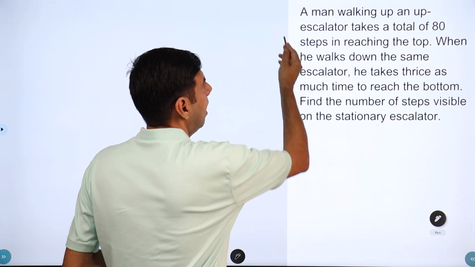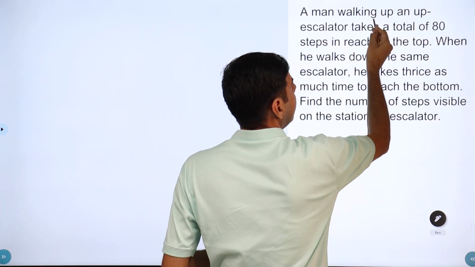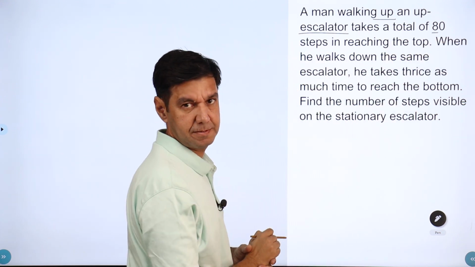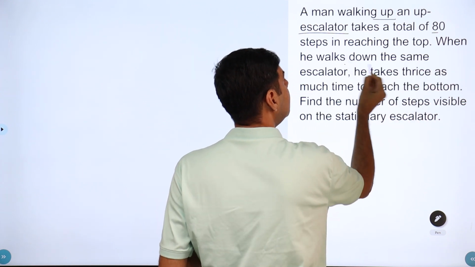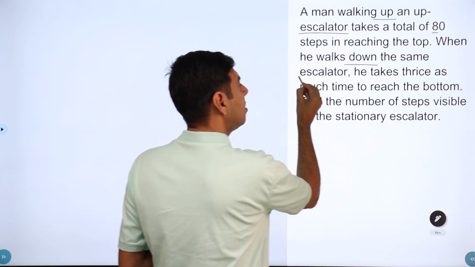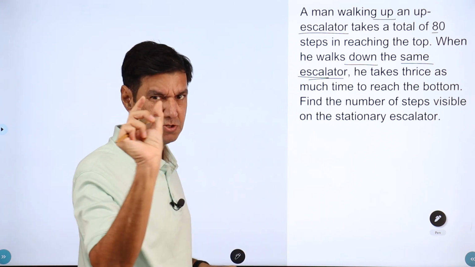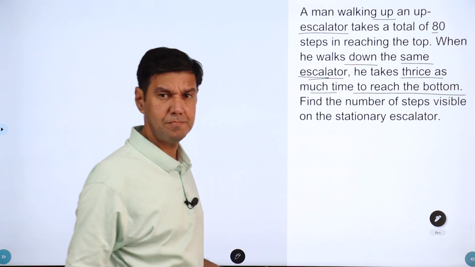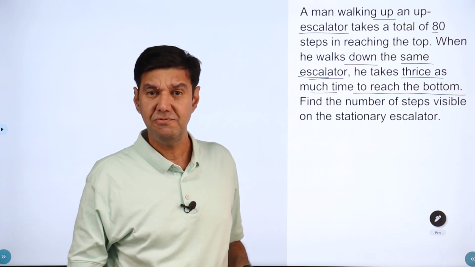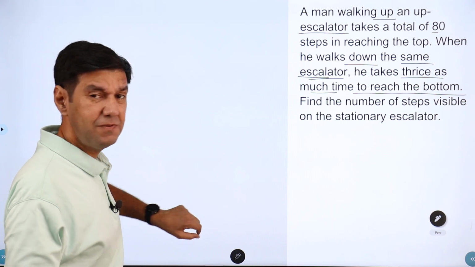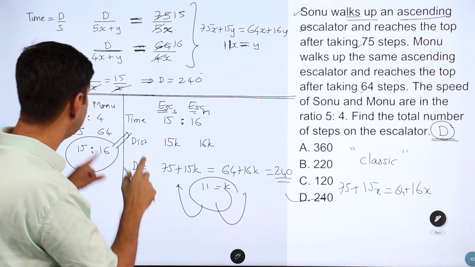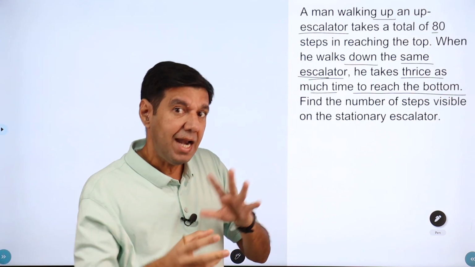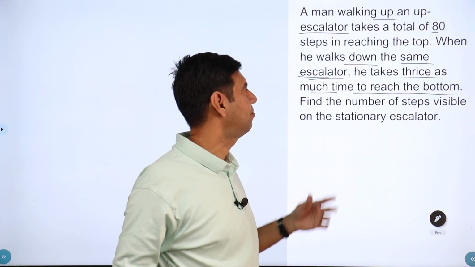So see here: a man walking up an up escalator, both together, takes a total of 80 steps. Now when he walks down, the man is walking down the same escalator while the escalator is going up, so just a tad bit different. He takes thrice as much time to reach the bottom. Pause the video, see for yourself, go back, reflect on what we are doing, try to separate out. Sonu, Monu, what is the case here? The man and the man. That itself should give you some clues.